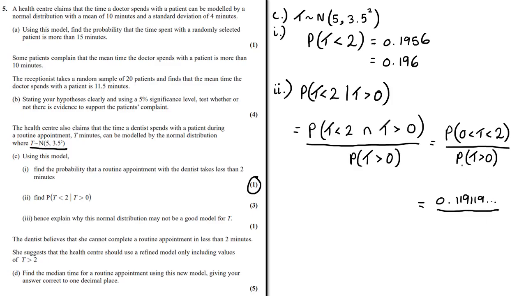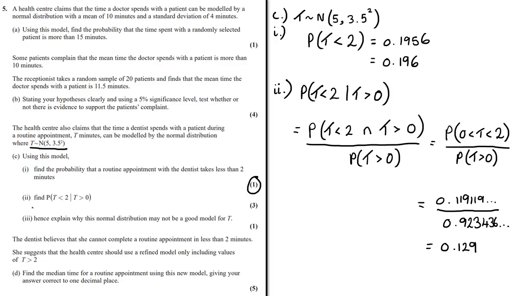And then we divide this by the probability that t is greater than 0. So again, just put this into your calculator. And what we get here is 0.923436, and again, so on and so on. Okay. So if we just simplify this now, what we get here is 0.129 there. Okay, giving that to 3 decimal places. That's what we're going to get there. Okay. So that's the next 3 marks.